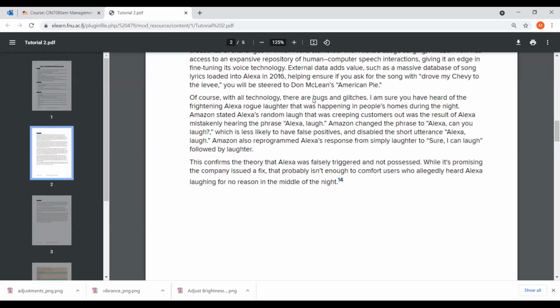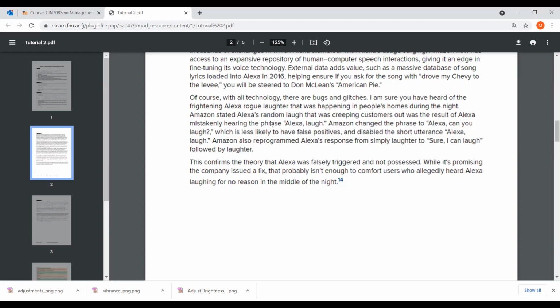It's very much inevitable. You'll have bugs and glitches when it comes to technologies. So Alexa had a bug, it had a glitch. In the middle of the night, it would have a rogue laughter, and not just a rogue laughter, frightening rogue laughter. When people would be asleep, all of a sudden this machine, Alexa, would start laughing in the middle of the night. So people would get scared. So that was a glitch.